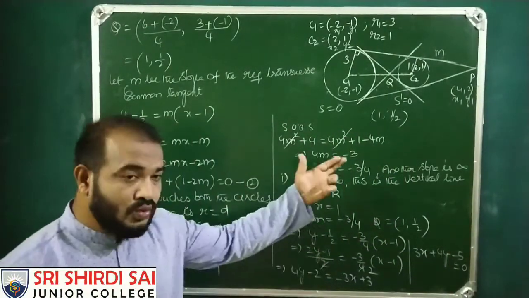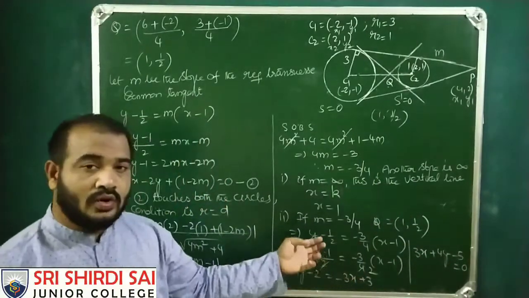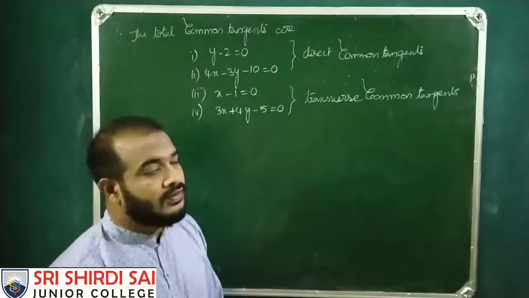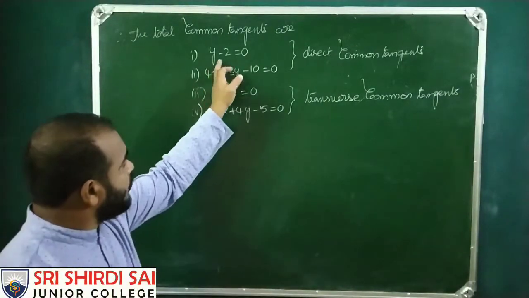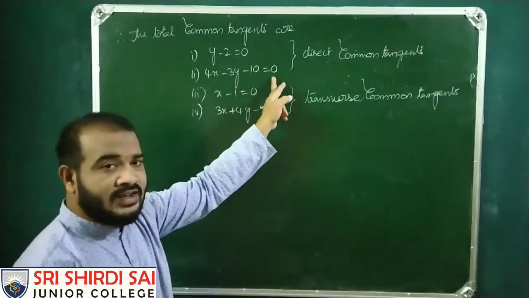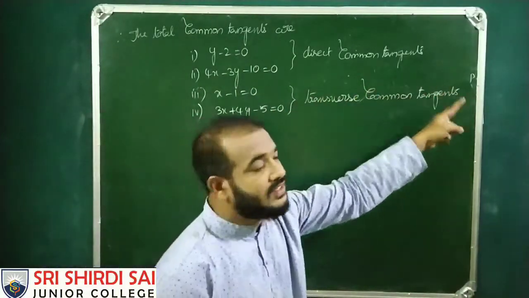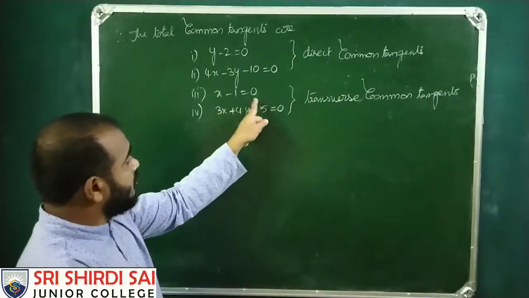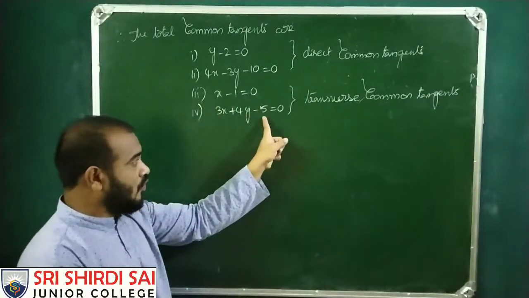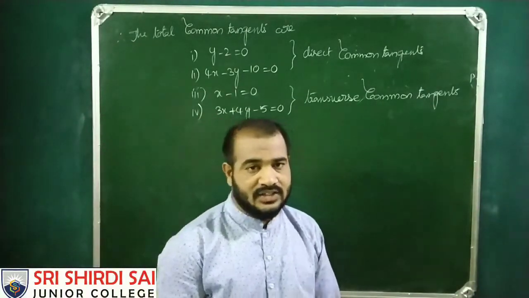Therefore, the two lines which we have got already, and these two, totally 4 line equations we get. Therefore, the total common tangents are y minus 2 equals 0 and 4x minus 3y minus 10 equals 0, which we have got earlier. Those are the direct common tangents. And whatever we have got right now, x minus 1 equals 0 and 3x plus 4y minus 5 equals 0, are the transverse common tangents.